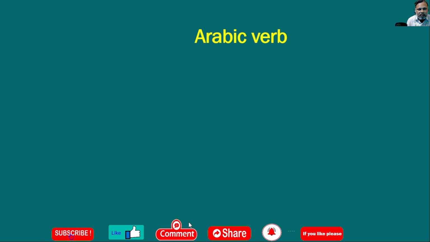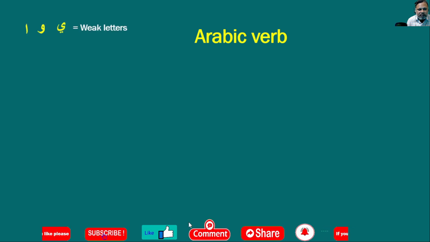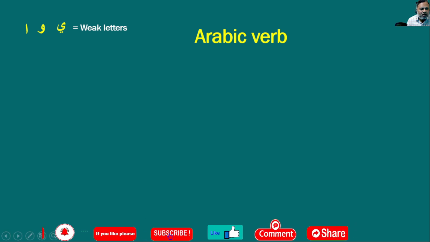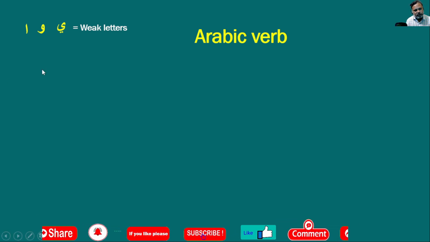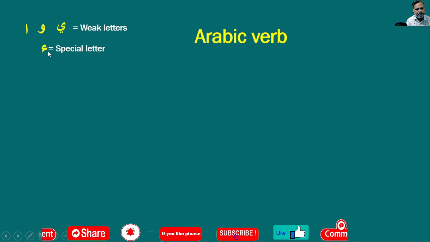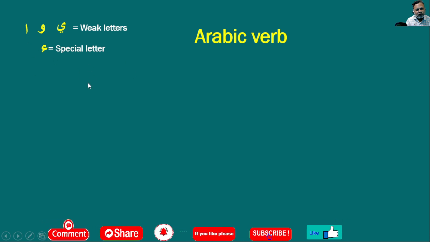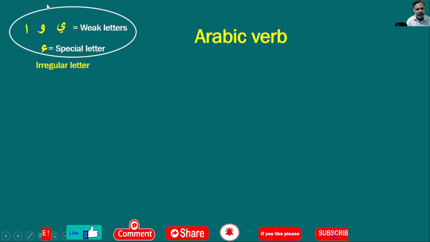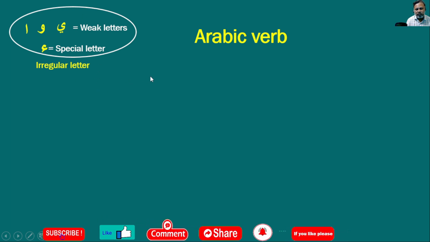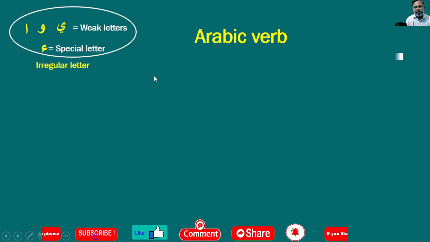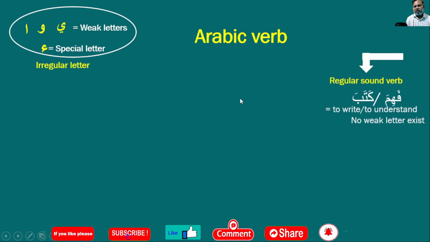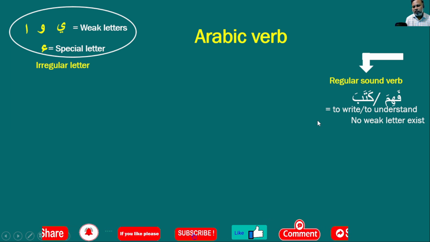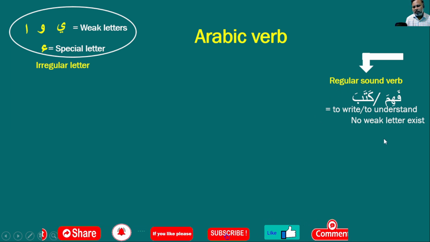Arabic verbs can be classified based on these three weak letters: alif, wa, and ya, and also a special letter, hamza. All these four letters together, we can say are irregular letters, because these four letters make the verb irregular. Based on these four letters, the Arabic verb has been categorized into different groups, like the regular sound verb.